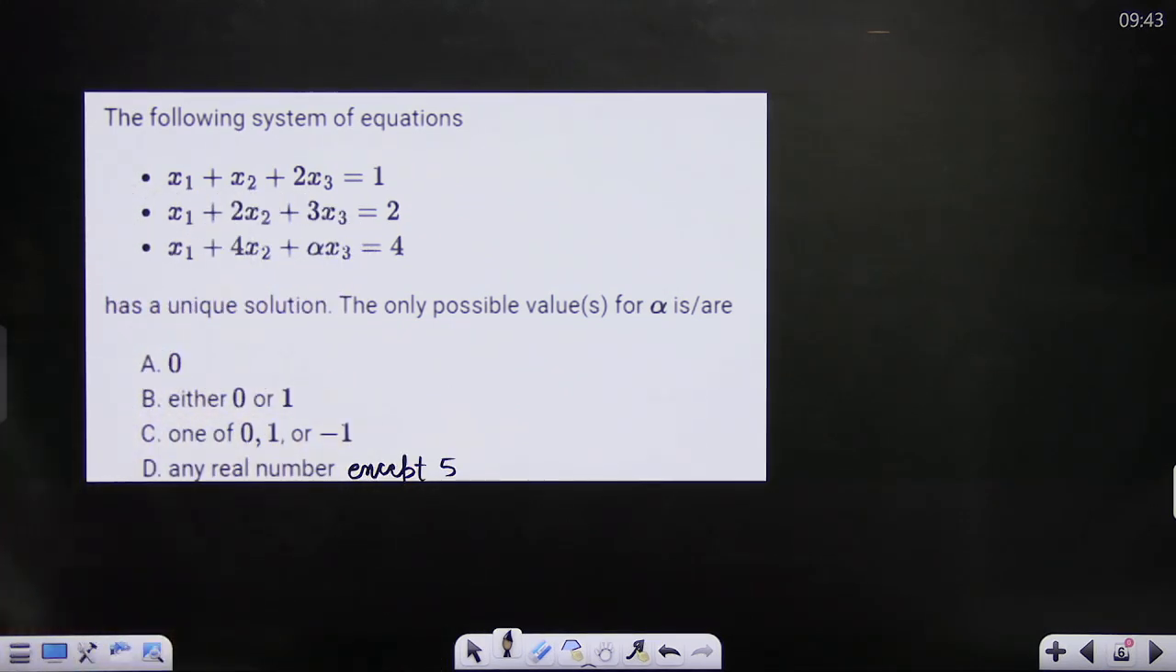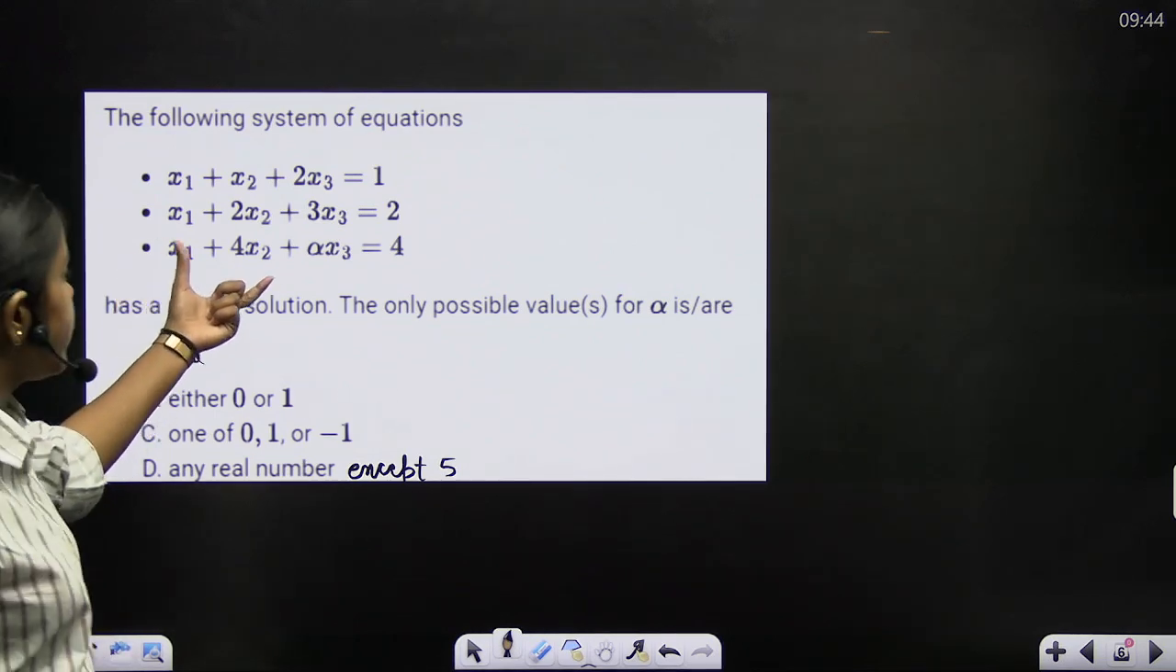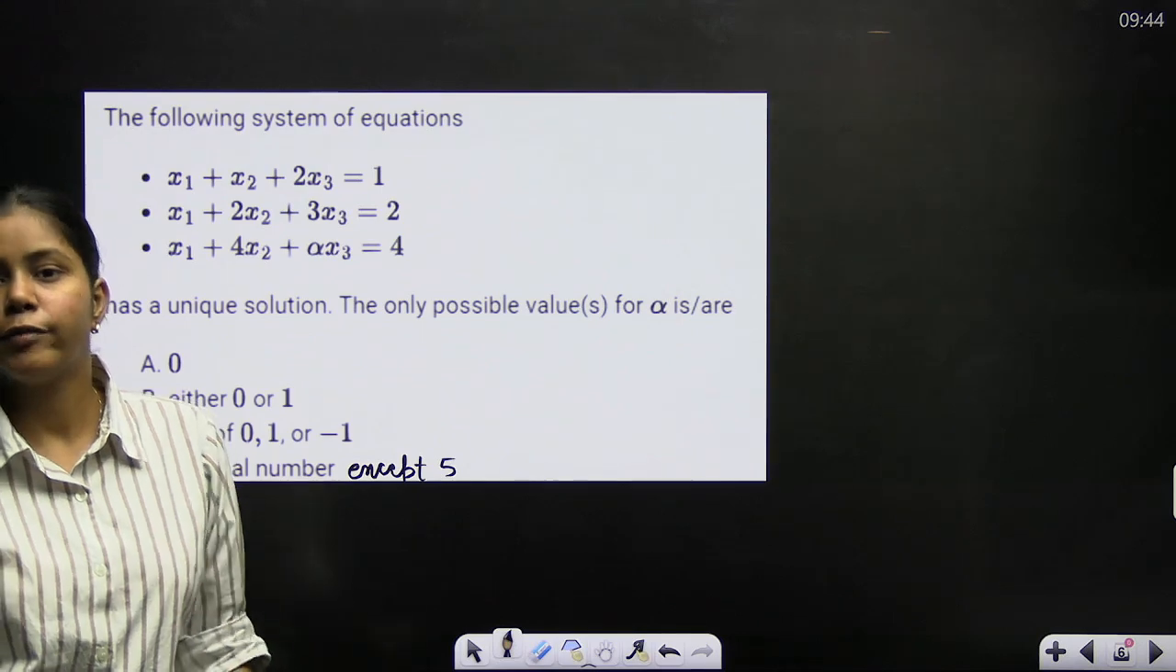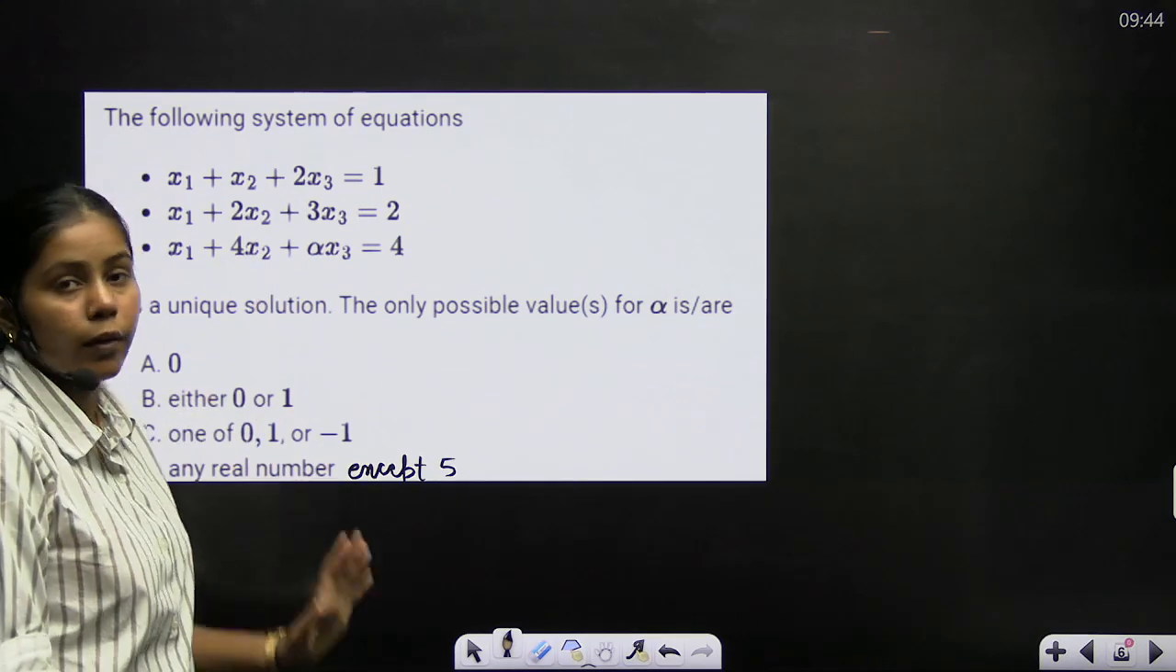The following system of linear equations has a unique solution. We have been given a system of linear equations and it has a unique solution. The only possible value for alpha is... So I have to find out what the possible values of alpha are if this system has a unique solution. And you can see that in the third equation, instead of a constant they have mentioned a value alpha. So what would you do?